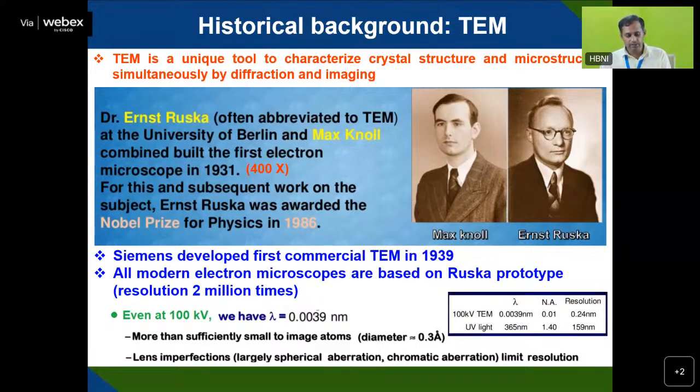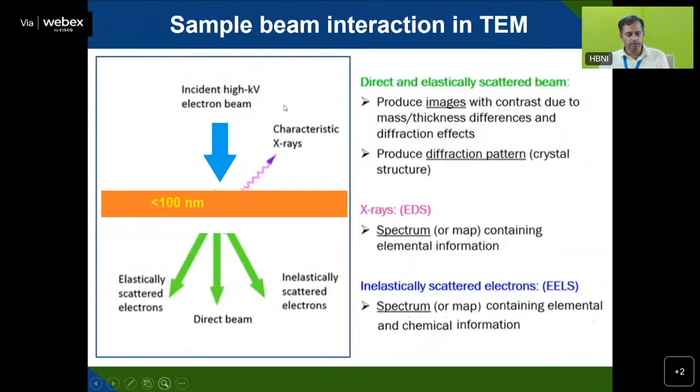But nowadays these types of corrections are available with TEM microscopy, so you are able to see better quality images. Here you can see mainly the incident high kV electron beam. That electron beam falls on the sample surface, and the sample is very thin here. It should be less than 100 nanometers.